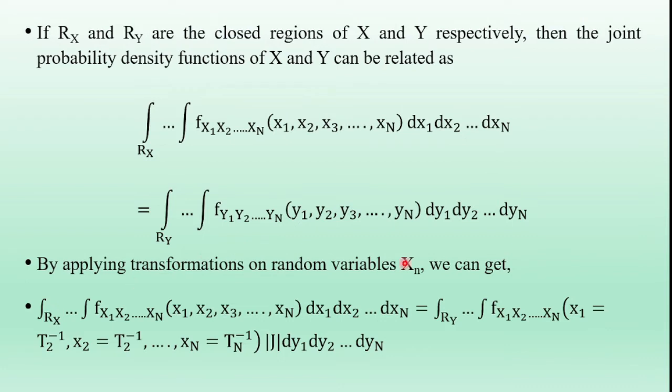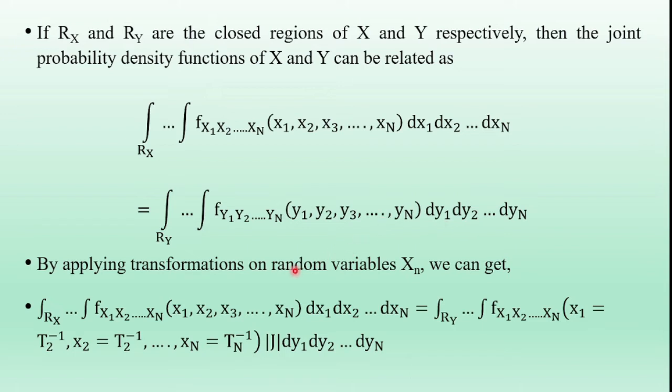is equal to another set, that is, the integral over Ry, the region of the random variable Y, of the joint probability density function of the other set of random variables Y_n, that is f of Y1, Y2 and so on up to YN, of y1, y2, y3 and so on yn, into dy1, dy2 and so on dyn. So this is the joint probability density function of the random variables X and Y. Here Rx and Ry are the closed regions of the random variables X and Y.